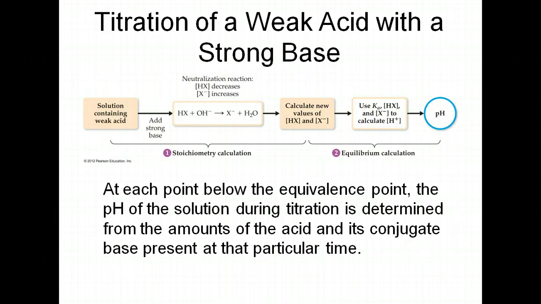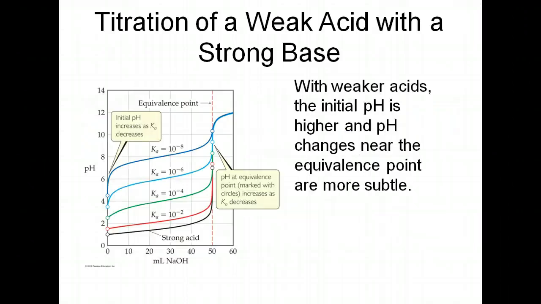This goes through some of the stoichiometry of canceling out the weak acid, making the conjugate base, and what's left over. You can look at this on your own time. This also expresses the relationship between Ka and changes in pH. Notice that as the Ka value decreases, the pH at the equivalence point increases, and of course the slopes are getting higher along the way as well.